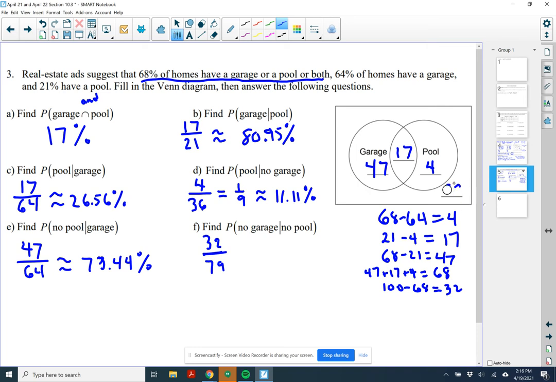Oops, I almost erased the 32. Okay, if we need a decimal for that, we grab a calculator. If we need a percent for that, we grab a calculator. We're going to do 32 divided by 79. I'm going to change that to a percent. I get 0.40506, so 40.51 would be my percentage. 40.51%. And that is the end of our notes.